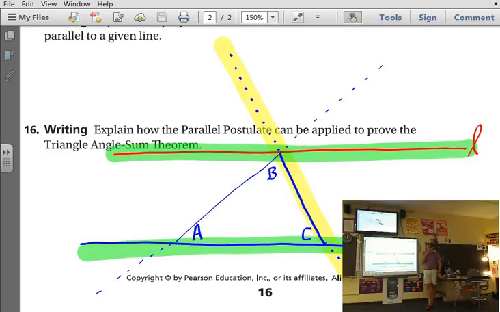Angle C, I'm pretty sure is congruent to, I don't know what to call it. The angle to the right of angle B. So this angle, we'll call that D. Why can angle C be equal to angle D? Because alternate interior angles between parallel lines. They're alternate interior angles.